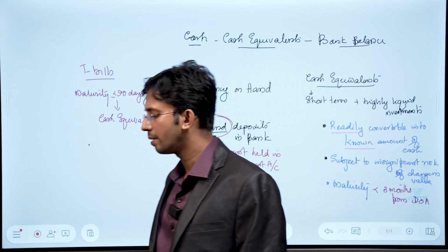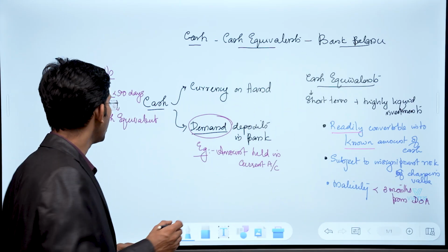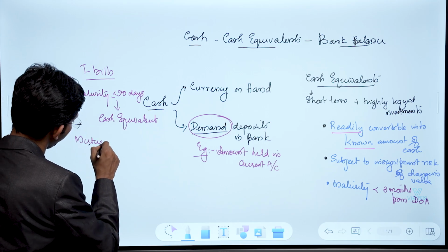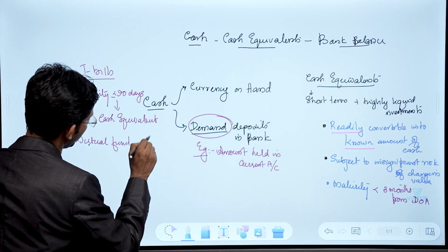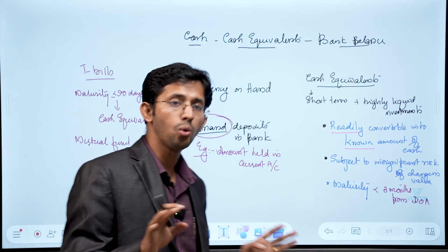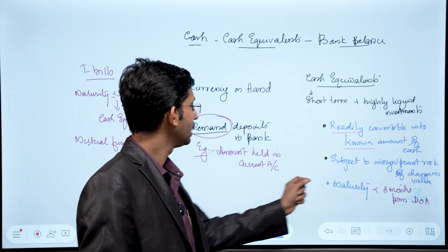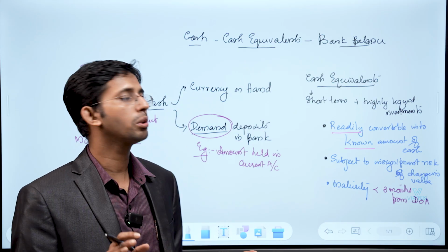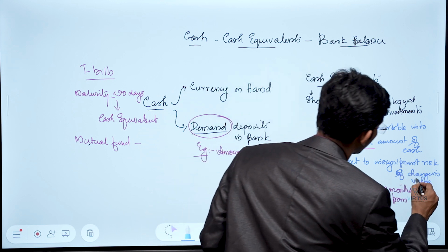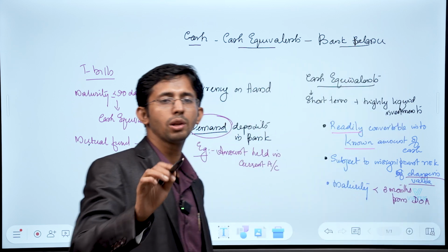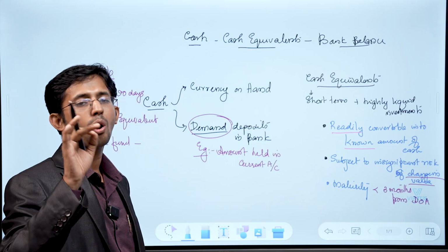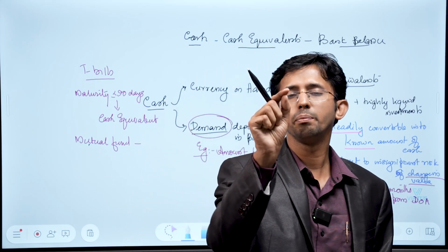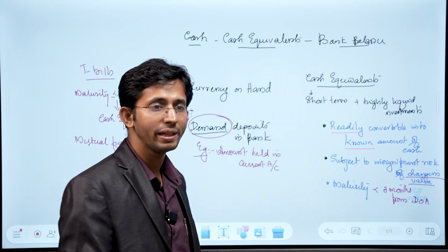Now, there could be some confusion here. What if it is an investment in a mutual fund? Is it going to be a cash equivalent? No. Even if it is a 1 day maturity, it is not going to be a cash equivalent, because what? It is subject to the risk of change in value. Any mutual fund is subject to risk of change in value, so it cannot be classified as cash equivalent, even if the maturity is just 1 day. I hope that is very clear to you.